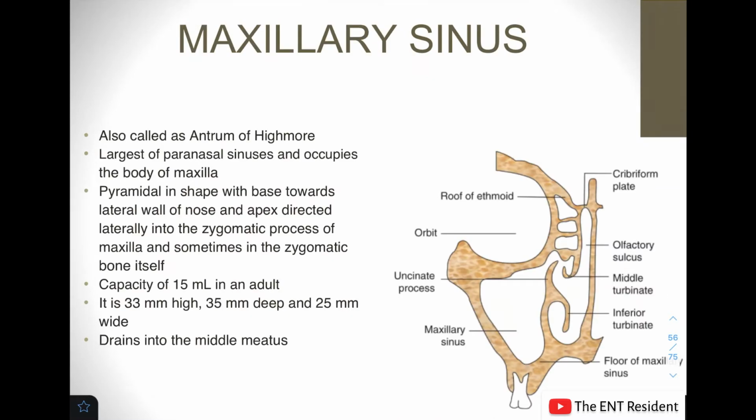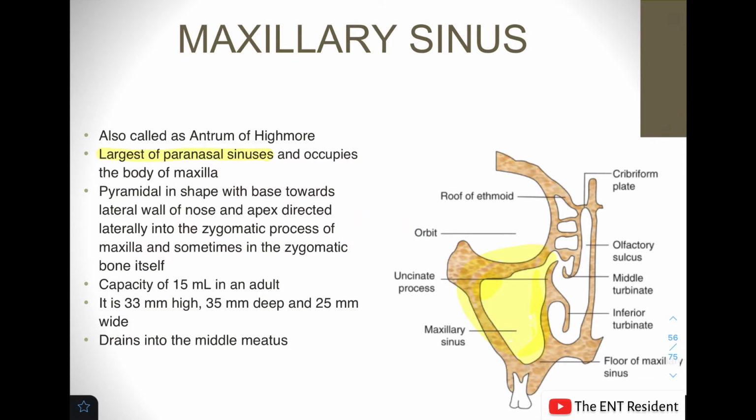So the first sinus we will discuss today is the maxillary sinus, which is also known as the antrum of Highmore. So the maxillary sinus is basically the largest of all the 4 sinuses that we have talked about, and it occupies the body of the maxilla bone. It is pyramidal in shape, with its base getting directed towards the lateral wall of the nose. So this is the base of the maxilla, and its apex, which is this part, it gets directed laterally towards the zygomatic process of the maxilla and sometimes into the zygomatic bone itself. This maxillary sinus, which is this whole region over here, this is the maxillary sinus.